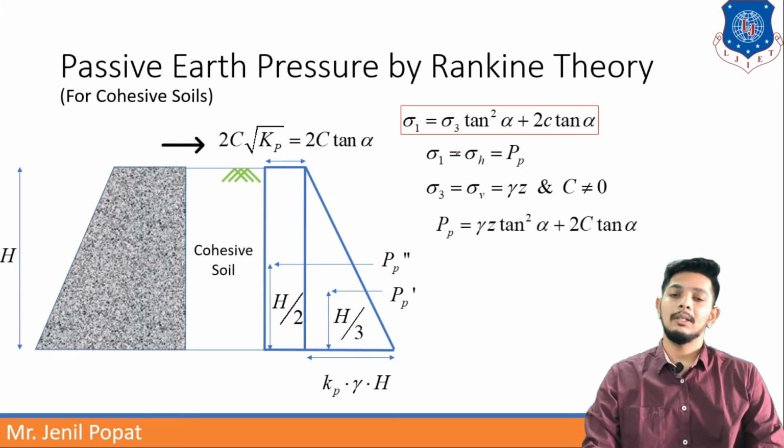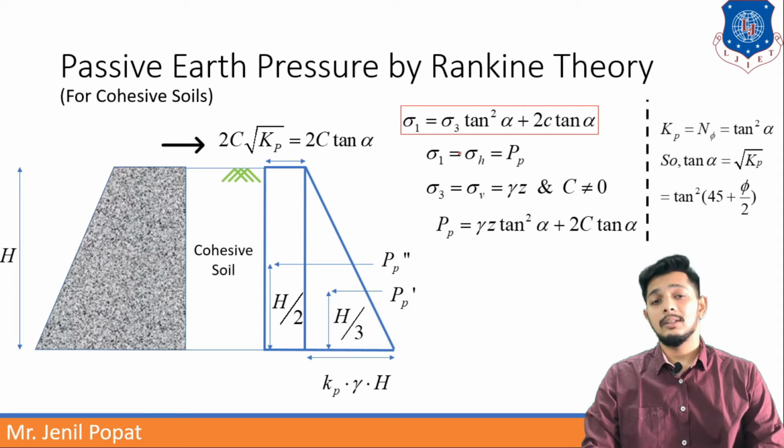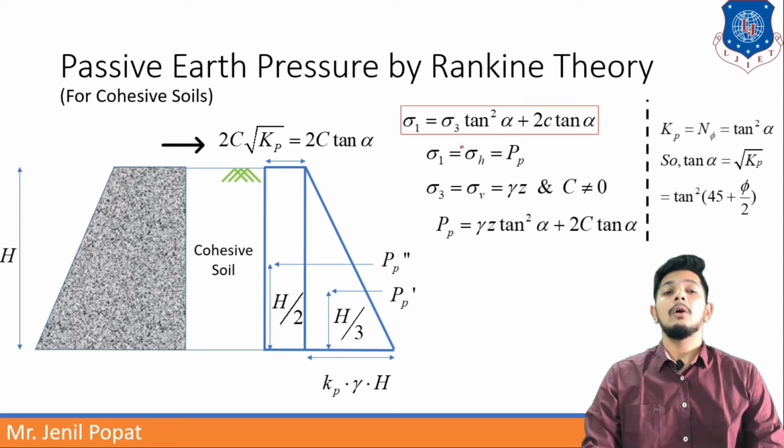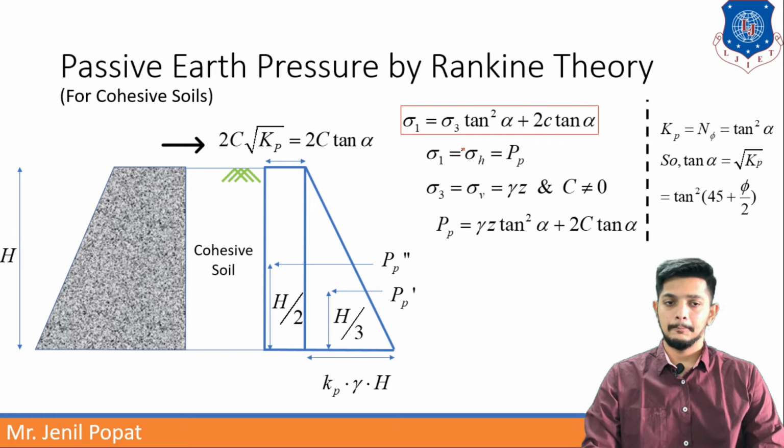So, Pp can be written as gamma z tan square alpha plus 2c tan alpha. Here we understand that Kp is equal to tan square alpha, or in some books, in some literature, Kp is also taken as N phi. So Kp is equal to N phi is equal to tan square alpha. Tan alpha can be written as under root Kp. It is very simple. Or Kp can be written as tan square (45 plus phi by 2).